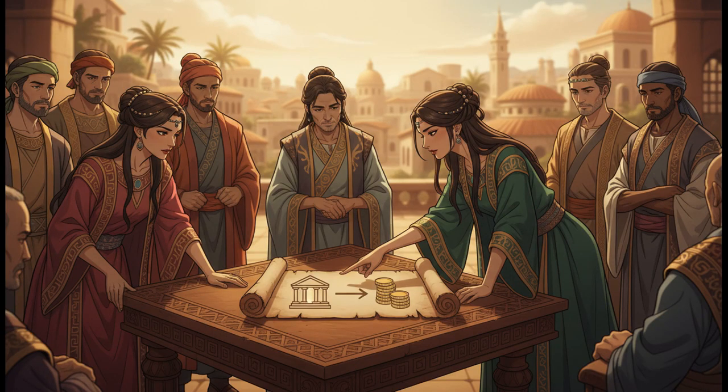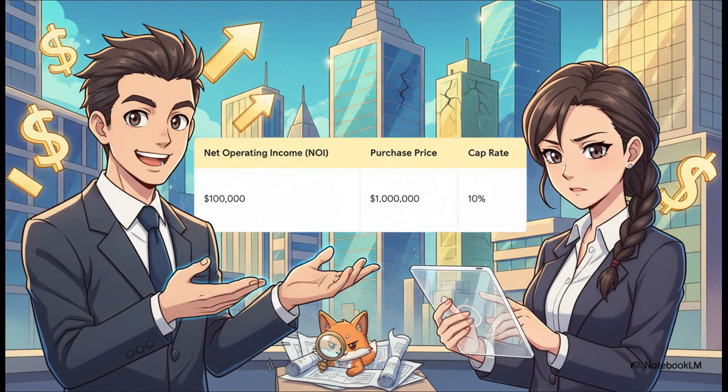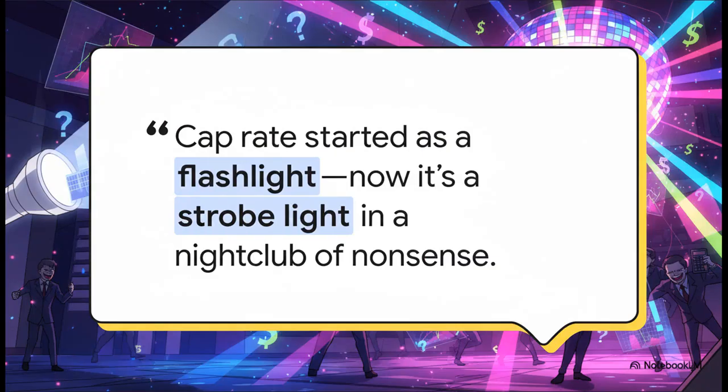Cap rate was meant to be a simple, quick way to gauge return. The math is super simple. You take your net operating income, divide it by the price, bam, cap rate. So, a property making $100,000 a year, sold for $1 million, that's a 10% cap. Simple. But yeah, what started as a simple tool is now used to confuse.